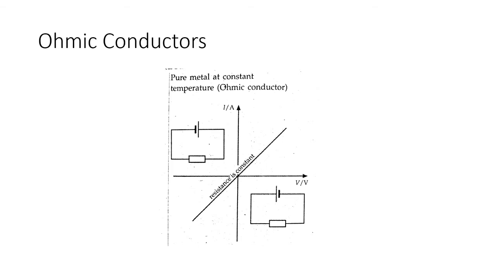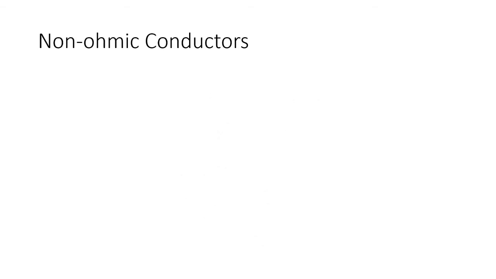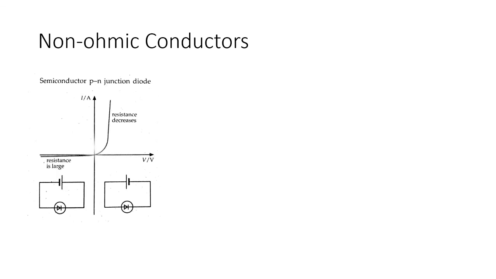Next, non-ohmic conductors. They do not obey Ohm's law, which is to say the IV characteristic curve is not a straight line. Let us see some examples of non-ohmic conductors. First we have the PN junction diode. You may have learned its characteristic curve in electronics and it is definitely not a straight line. So it's a non-ohmic conductor.